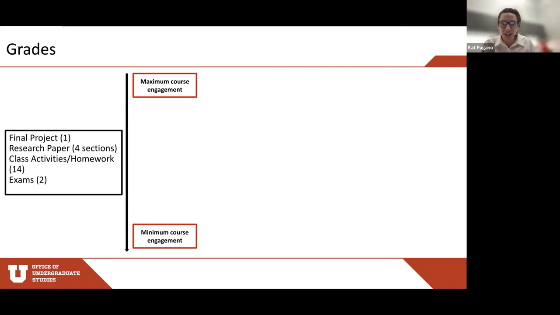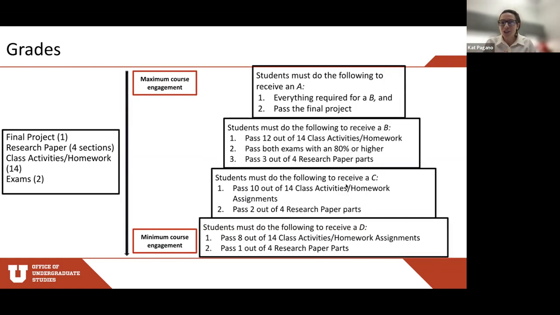So as you can see on here, these are the assignments for this class. There's one final project. There's a research paper that has 4 sections. There's class activities and homework. There's 14 of those. And then I'm going to give 2 exams. Now, if we move in, we can see again, there's a maximum course engagement and there's a minimum course engagement. So let me show you this fun pyramid.